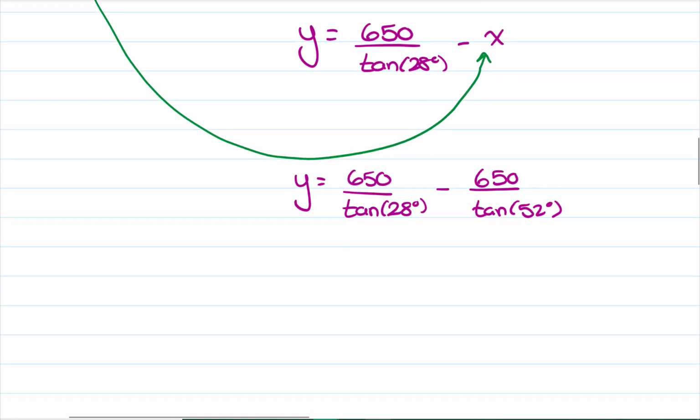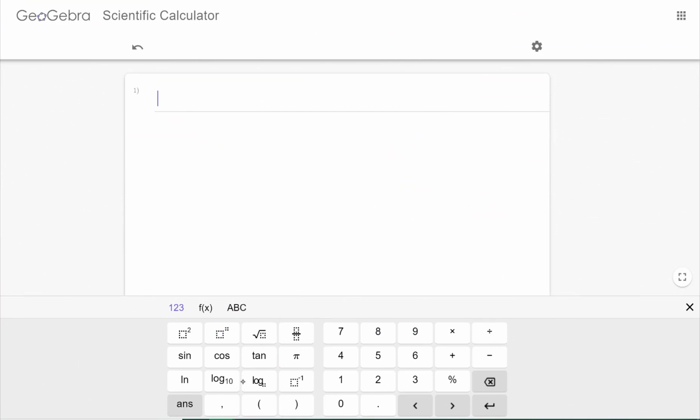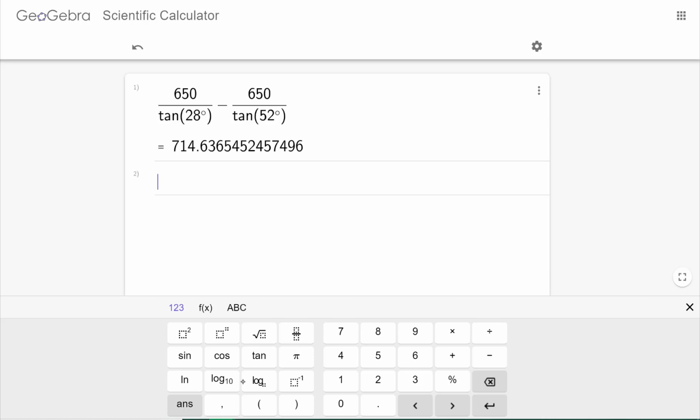And all I have to do now is just put it in the calculator. So here we go. 650 divided by tangent of 28 minus 650 divided by tangent of 52, and I push enter. And I get 714.63.